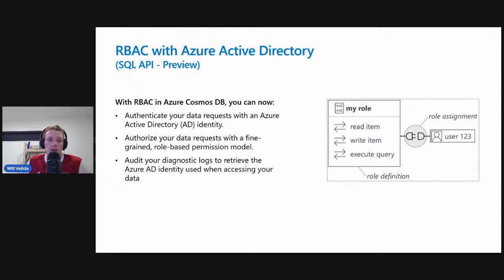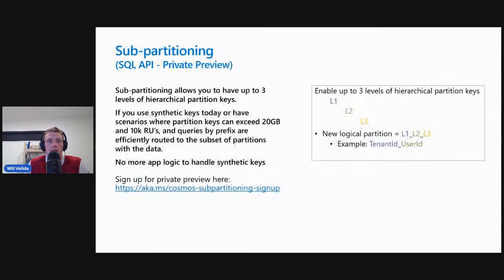There's RBAC control with Azure Active Directory, so you can authenticate any data requests using Azure AD with more fine-grained and role-based permissions. And you can actually audit this using diagnostic logs to retrieve the AD identity used when accessing your data. In private preview, there's sub-partitioning.